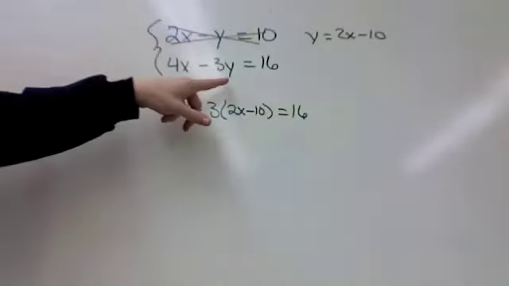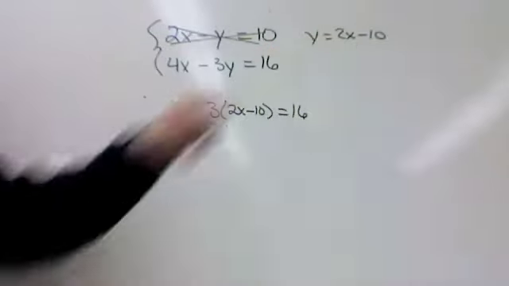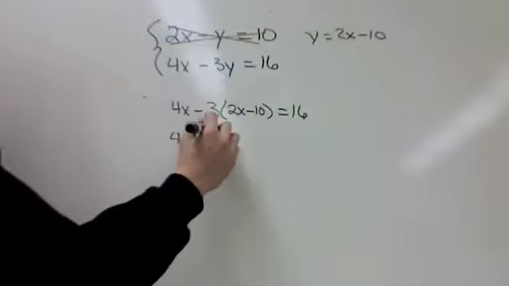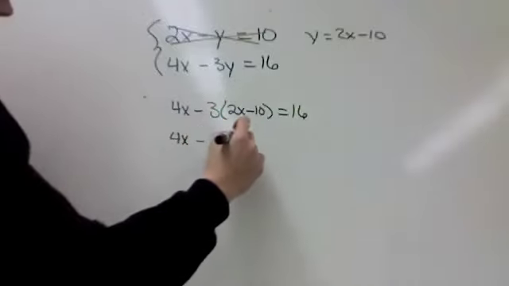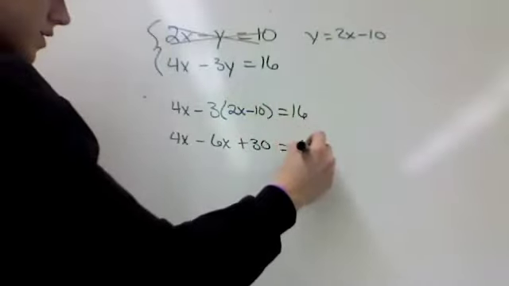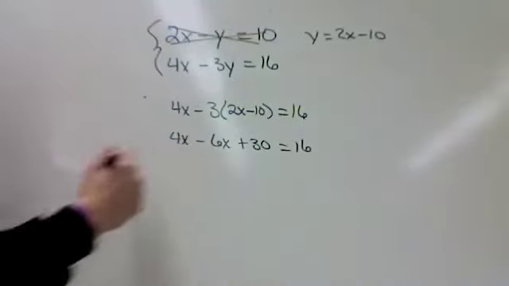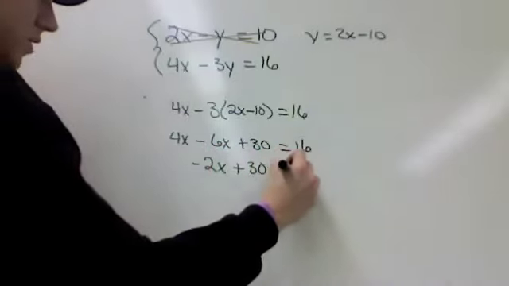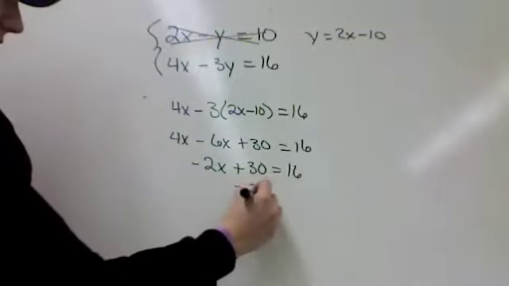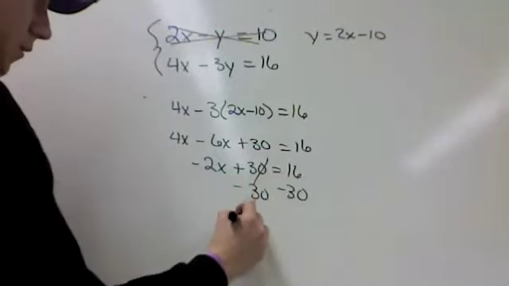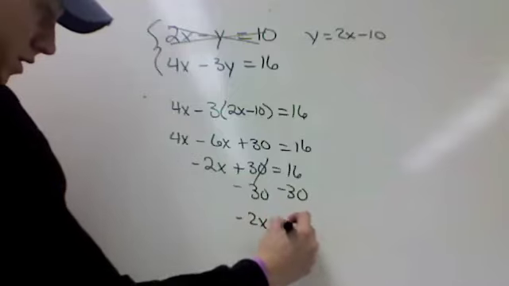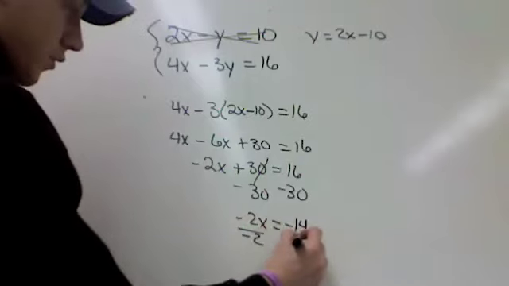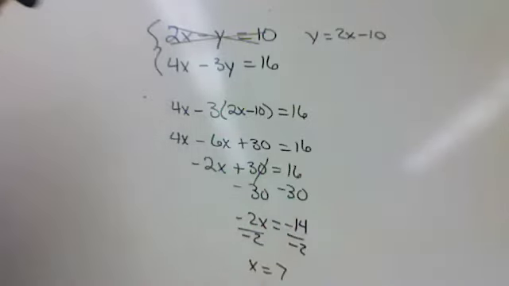All we simply did again was, instead of y, we substituted in 2x minus 10. So now we have 4x minus, we multiply 3 times 2 is 6x, -3 times -10 is 30, equals 16. When we combine like terms, 4x and a -6x gives us -2x plus 30 equals 16. Now we can subtract 30 from both sides. We're going to get -2x equals -14. Now we divide both sides by -2, and we get x equals 7.